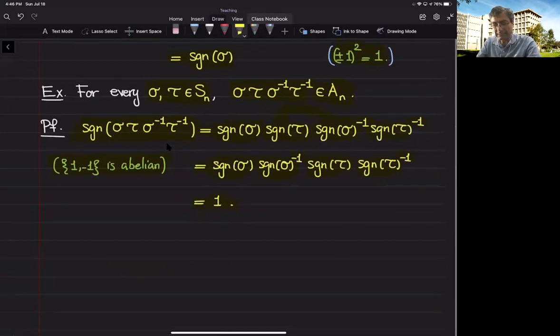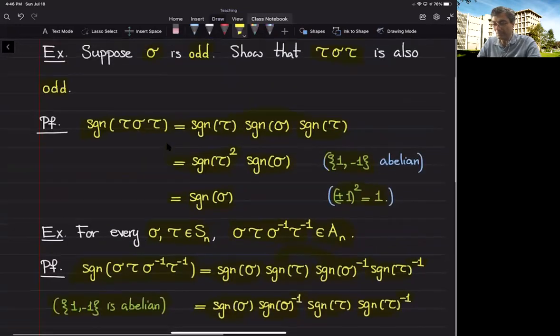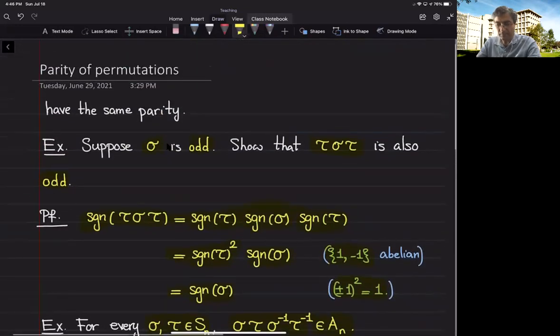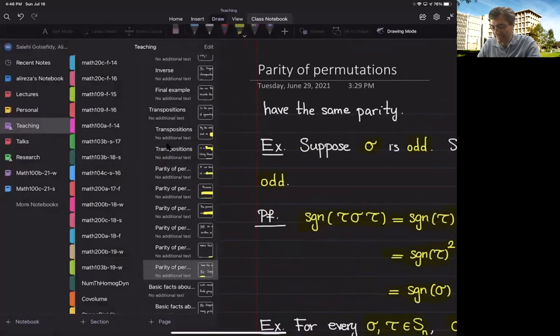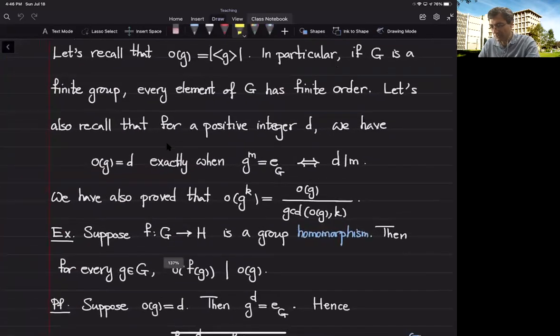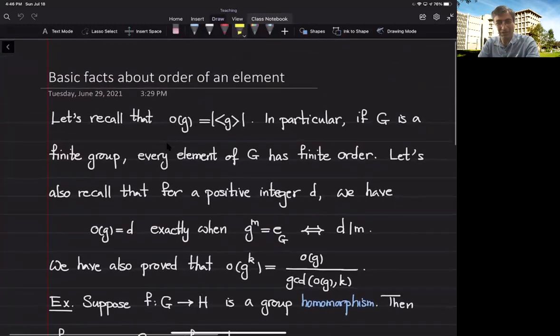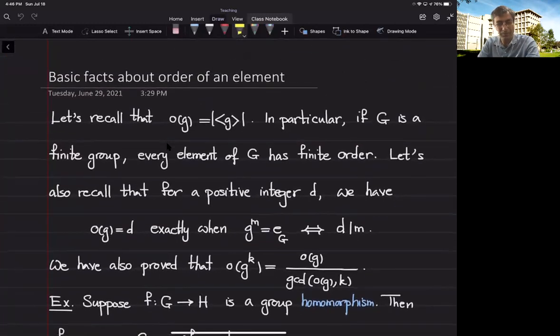Okay, so this is a rather short video about odd and even permutations and how we can determine whether or not a permutation is odd or even using the sign function. We'll continue in the next video by understanding basic facts about order of elements, and we continue with understanding how to find the order of a permutation.